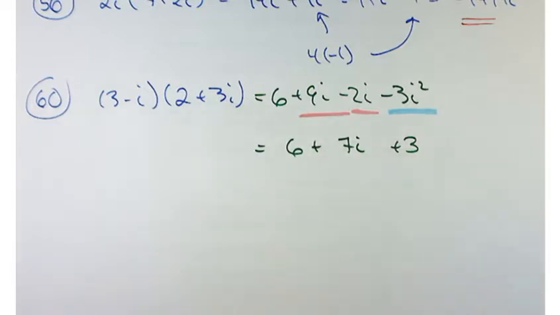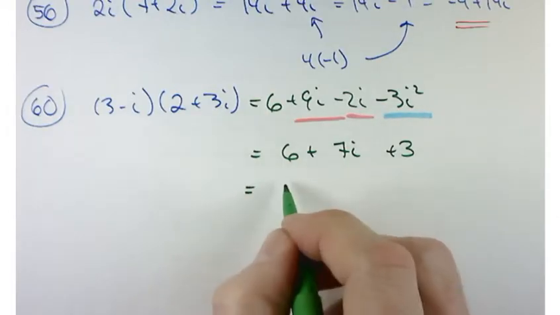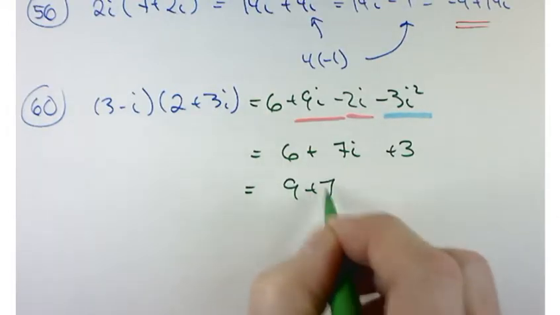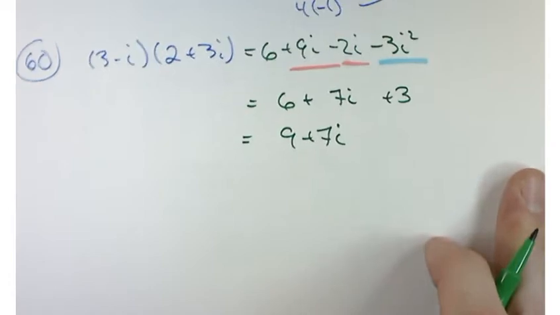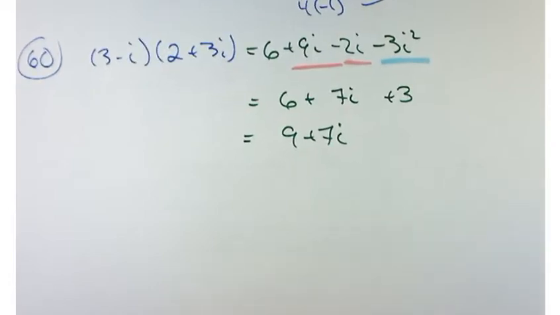So I'm almost done. There's one last thing that I would ask that you do. Yeah, combine like terms again. 6 and 3 gives you 9. Nice. That's what I'm looking for. 9 plus 7i. How are we on that one? Pretty good? Yes. All right. Let me test you.